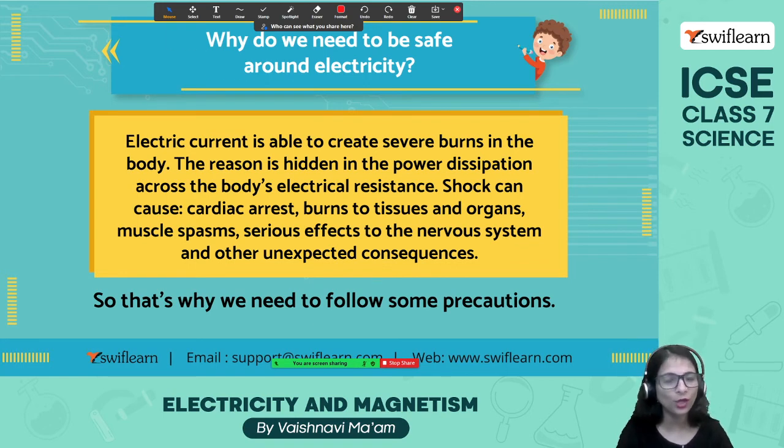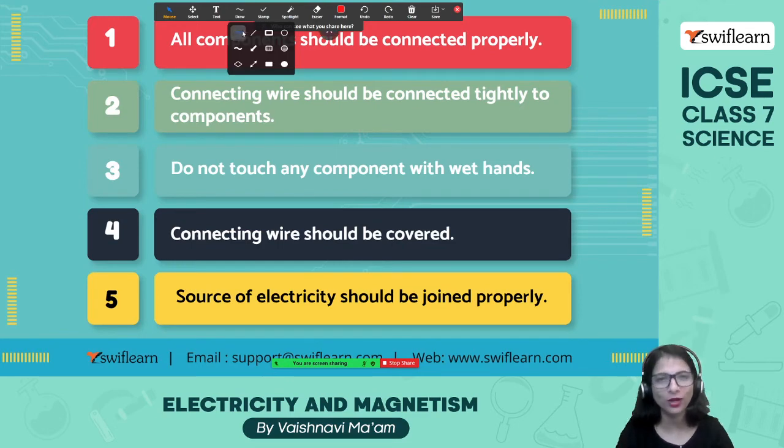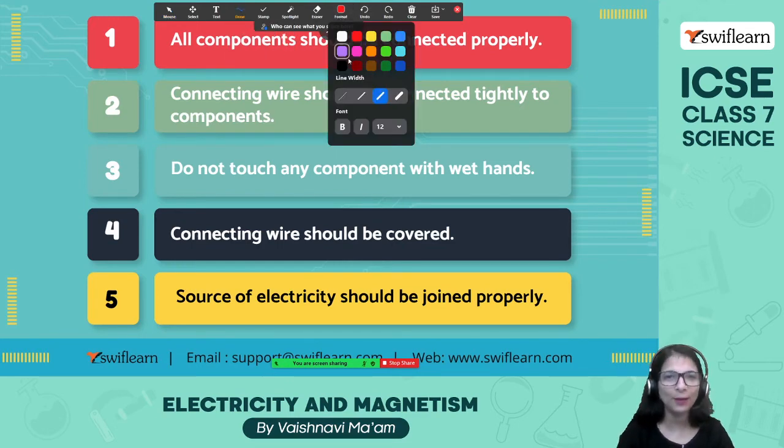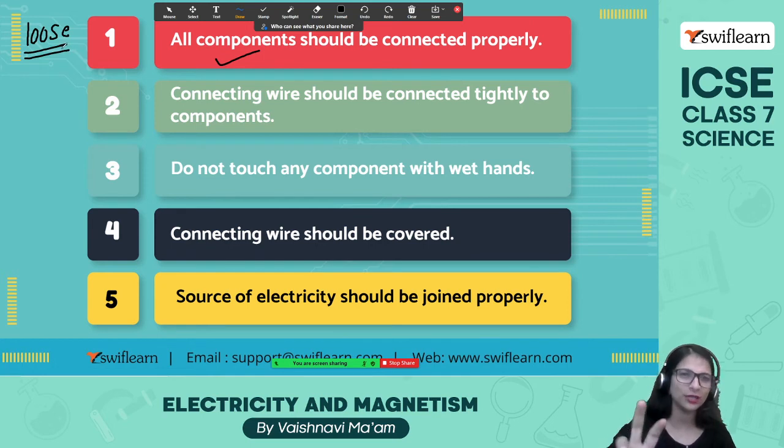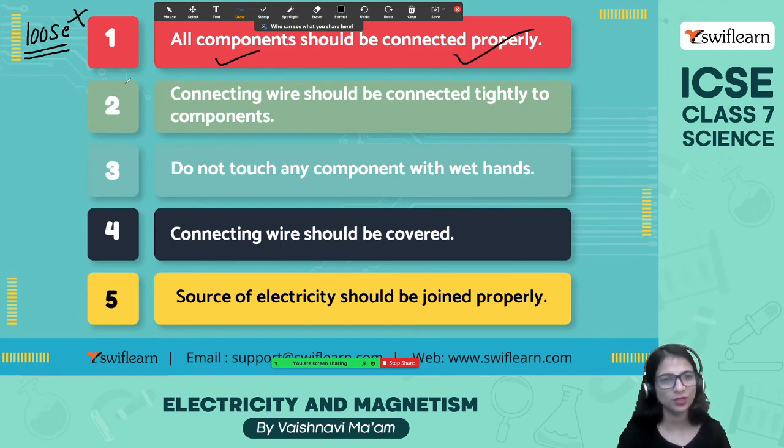So what precautions can we take? The very important thing is that the components you are using in the house should be connected properly. If your connections are loose and you touch them, it can again cause a very serious problem. So the connections should not be loose. The connecting wire should be connected tightly to the components. Again, if the connecting wire is loose, it can cause a shock.